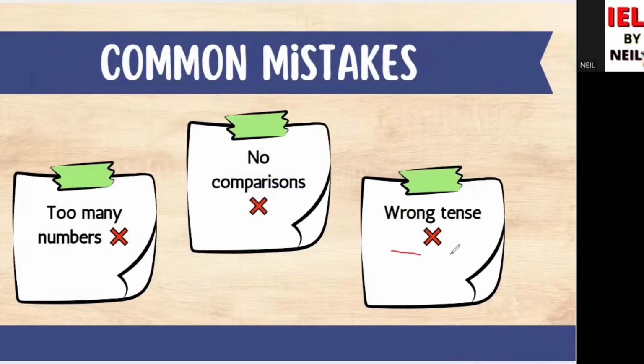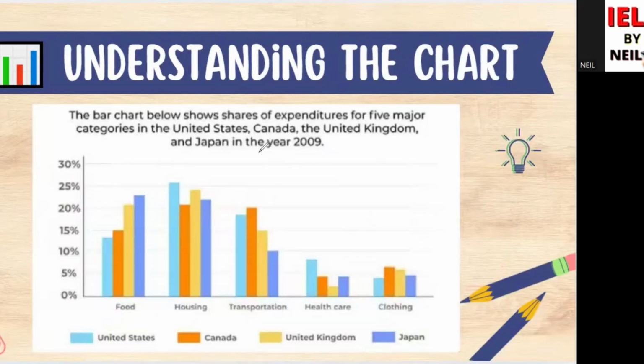So we must compare. And sometimes students use the wrong tense. What is the wrong tense? For example, if you look here, the data is about the past, which is 2009, a year that has already passed. So we cannot write that Canada will spend 20% on housing. No, it is something that happened in the past, so we have to use the past form of the verb here. We need to be careful with tenses.